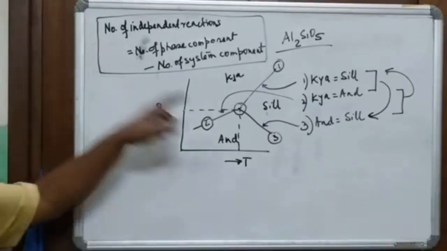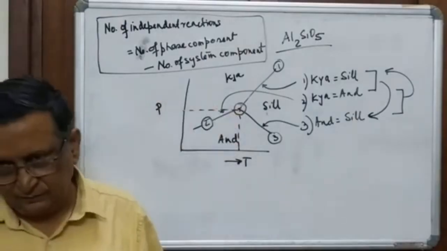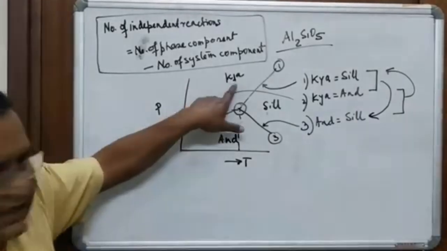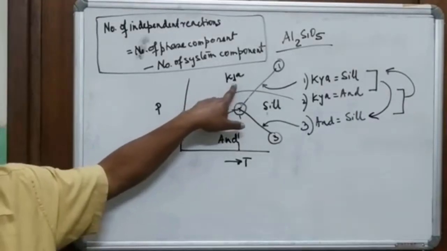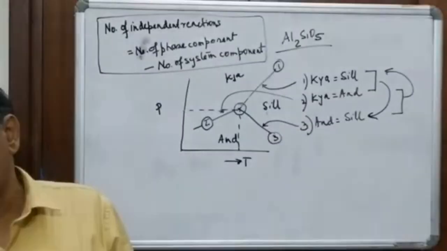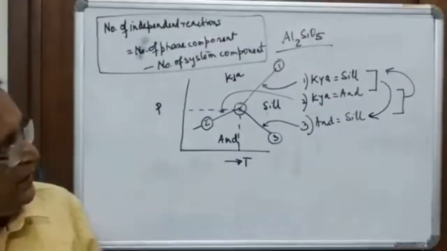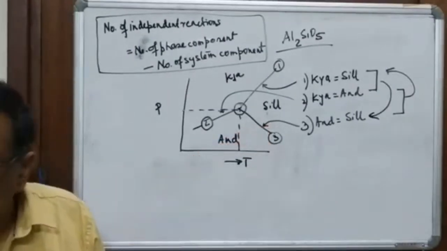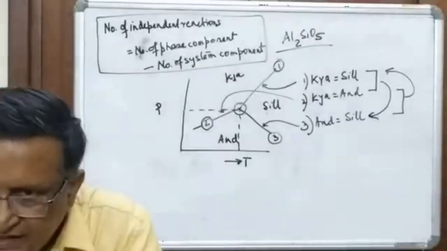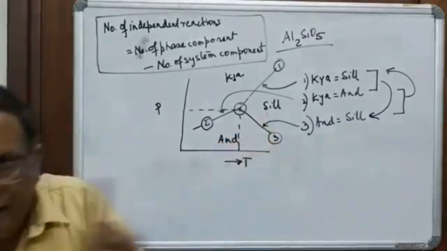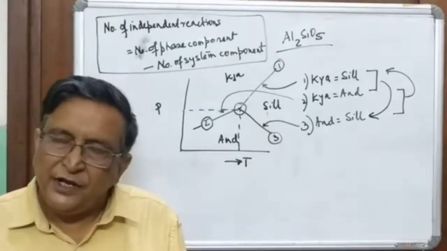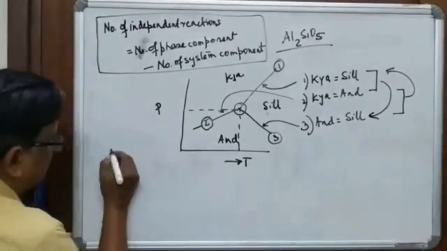So now, let's say at the triple point, how many phase components are there? Kyanite is a phase, so it has a phase component because it's pure. It has one phase component. What is that? Al2SiO5 in kyanite. That's the phase component. What is the phase component here? Sillimanite is a phase. So it has a composition and a pure phase, so it has one phase component. And similarly for andalusite. So there are three phase components.